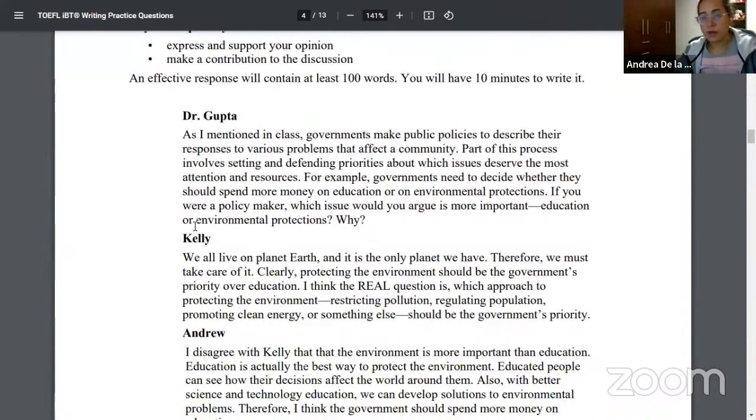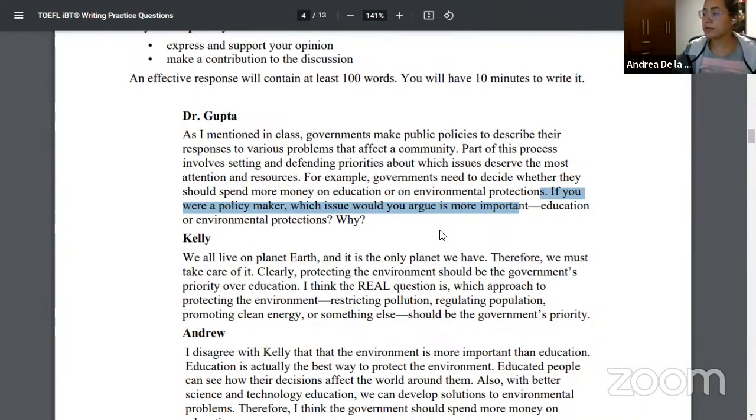We're not going to read what Dr. Gupta says, and we're going to go directly to the question, which says: if you were a policymaker, which issue would you argue is more important, education or environmental protection? Why? Okay, the question is clear. You're a policymaker. Which issue would you prioritize? Which issue do you think is more important, basically? Is education more important than environmental protection, or is environmental protection more important than education? What do you guys think about that?